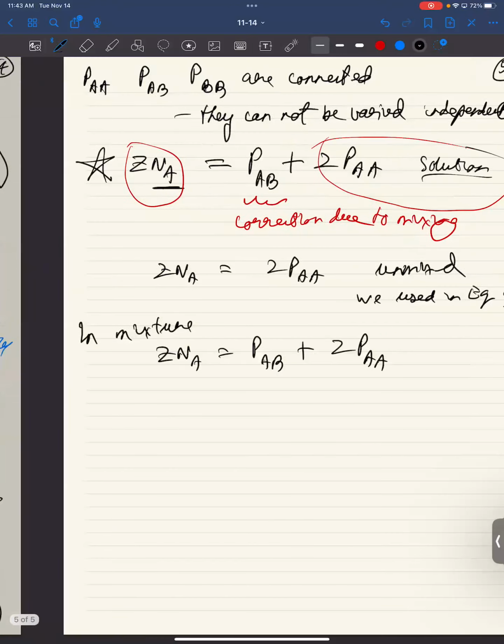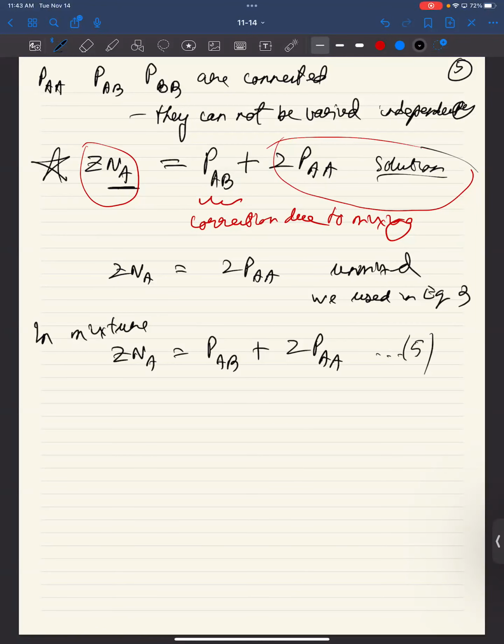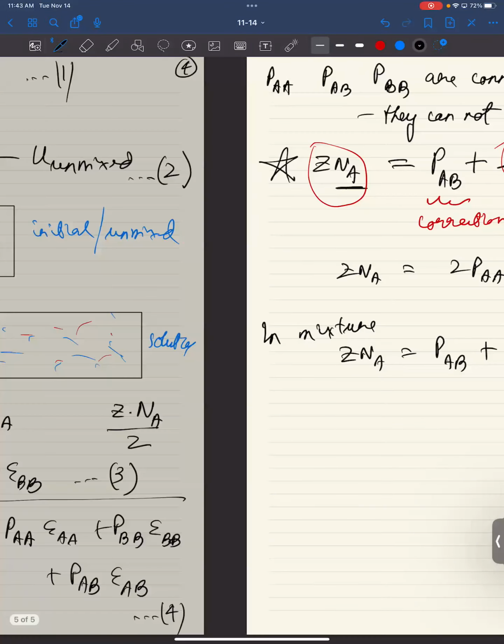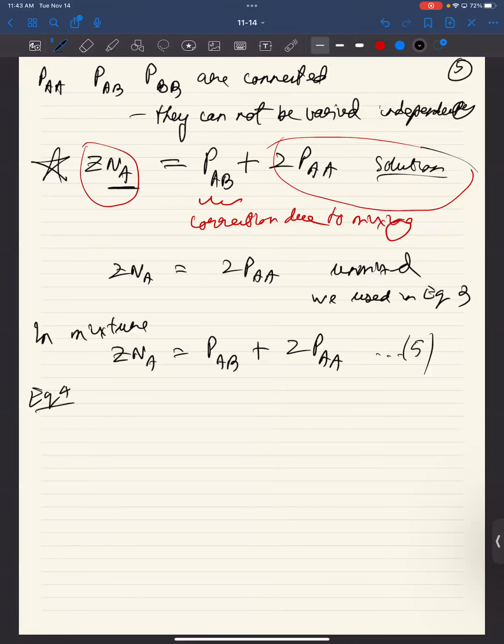And let's call this equation number 5. So now we are ready to write down. We can take equation 5 and put it in equation 4. Equation 4 is the expression for U solution, right? So let's do that. Equation 4 said U solution is equal to PAA multiplied by epsilon AA plus PBB multiplied by epsilon BB plus PAB multiplied by epsilon AB, right?